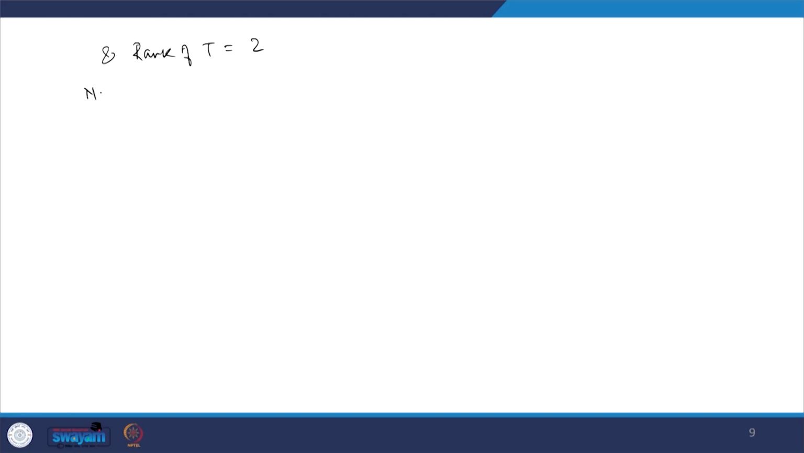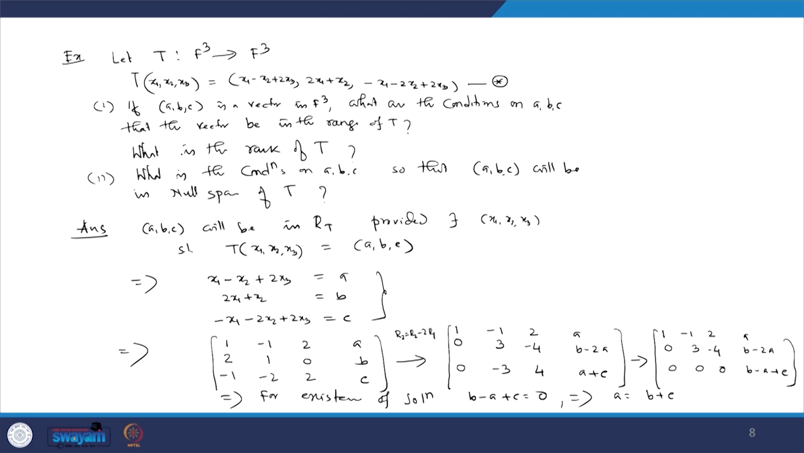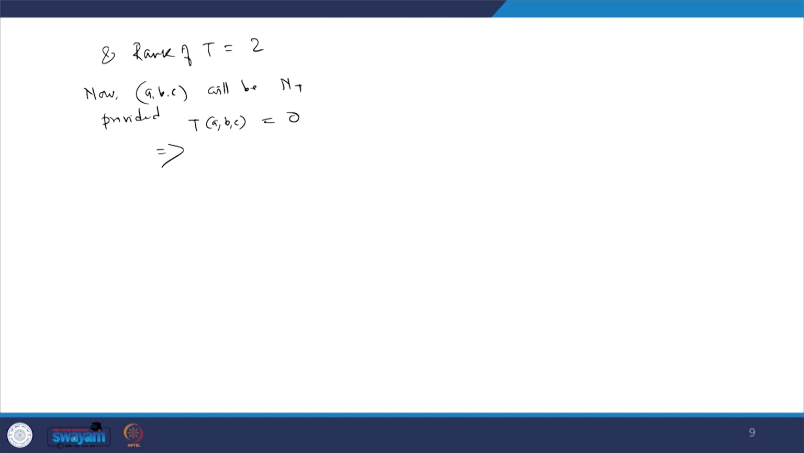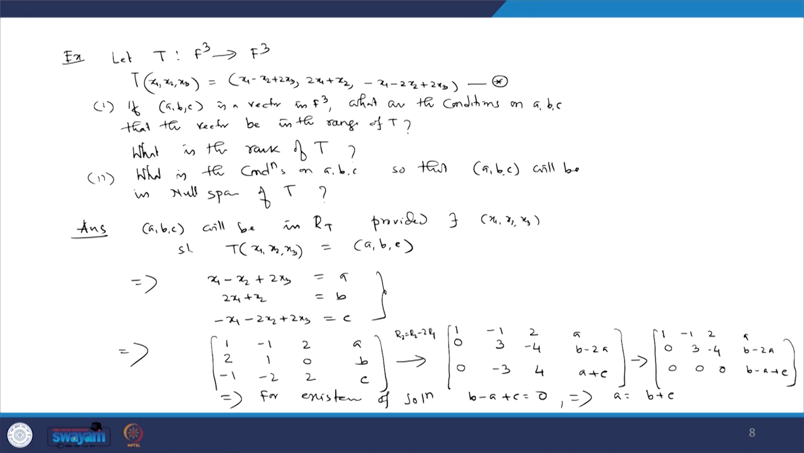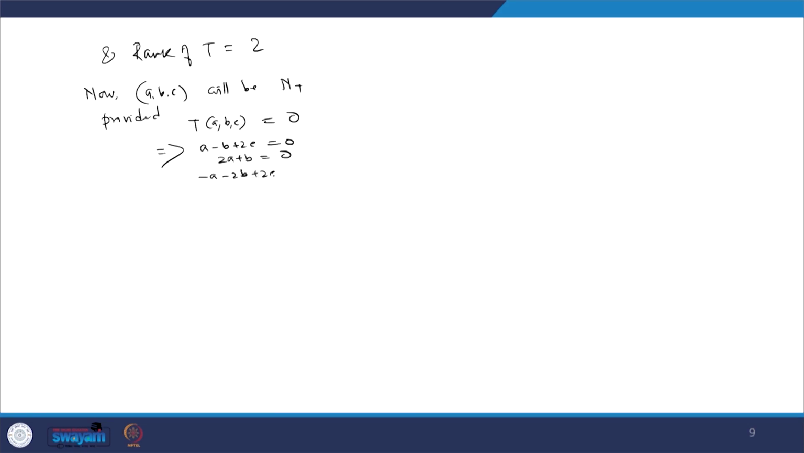Now, (a, b, c) will be in the null space of T provided T(a, b, c) equals 0. T(a, b, c) equal to 0 implies a minus b plus 2c equals 0, 2a plus b equals 0, and minus a minus 2b plus 2c equals 0. So, this is the criteria for the point (a, b, c) to be in the null space of the linear transformation T.